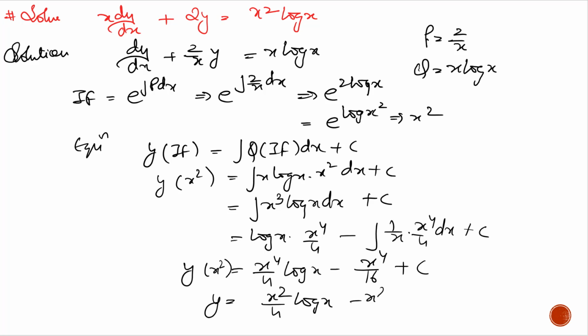Now divide by x square both sides, we will get y equals x square log x upon 4 minus x square by 16 plus c by x square.